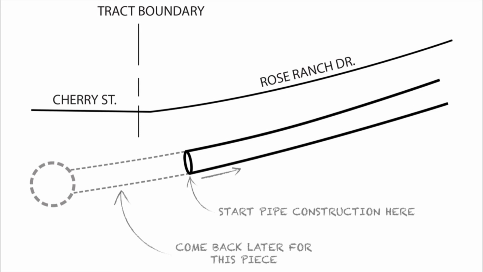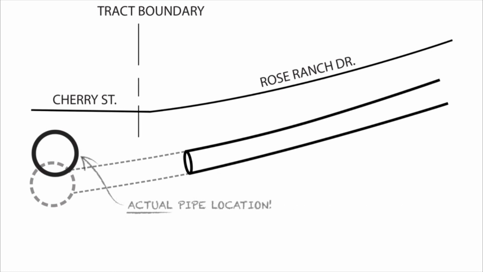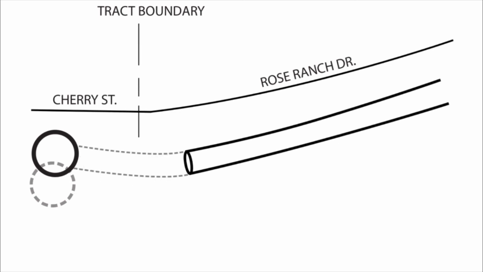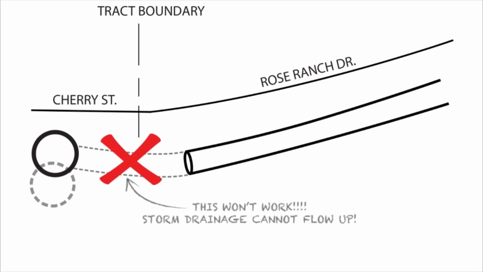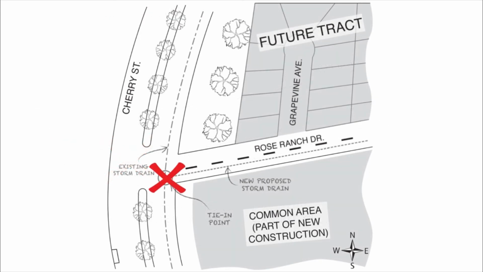Now, lo and behold, as you can guess, when we came back to do the tie-in, we actually found out that the actual pipe location was further up here and it wasn't where the plans called for it to be. So what that meant is if we wanted to finish the connection, our storm drain pipe would actually end up doing something like this, which, as we talked about earlier, unfortunately would not work because the storm drainage wouldn't be able to flow properly and it would back up the site. So it was back to the drawing board for our engineer.